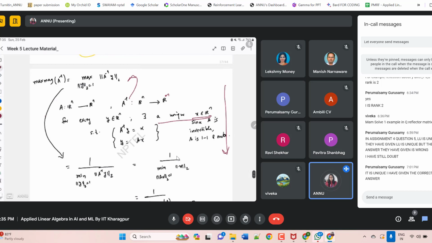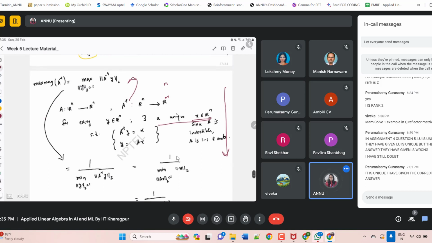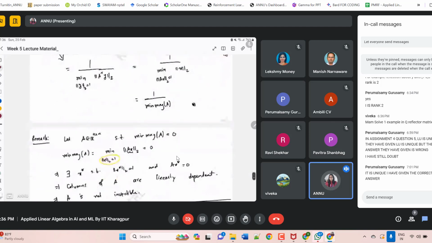Mod of y, max of this thing is 0, 1. A inverse of y is 2. Okay, this is giving that proof. If you have any doubt, just let me know. We'll go through that again.